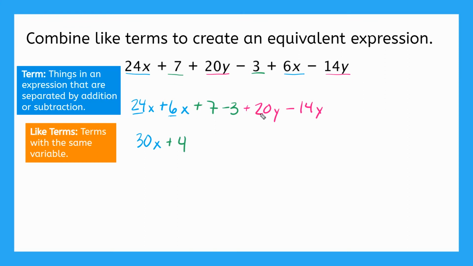And then I have 20y minus 14y. So if I have 20 of something and you take 14 of them away, how many do I have left? That's right, I'll have just 6 y's left. So this here is our equivalent expression to this long one up here. Nice. Let's try one more.